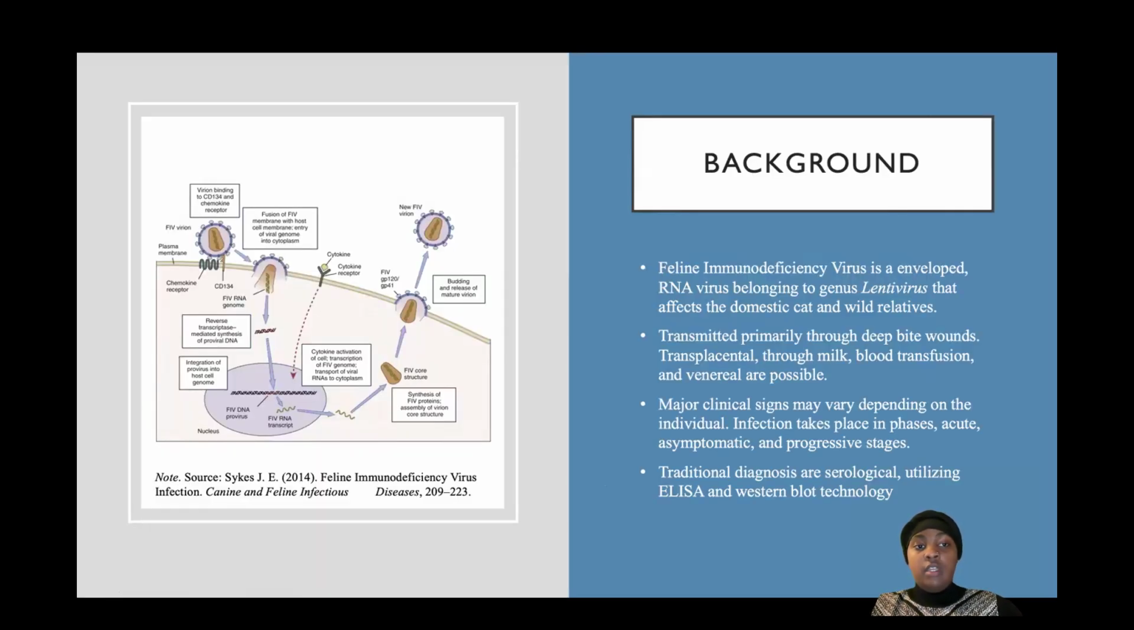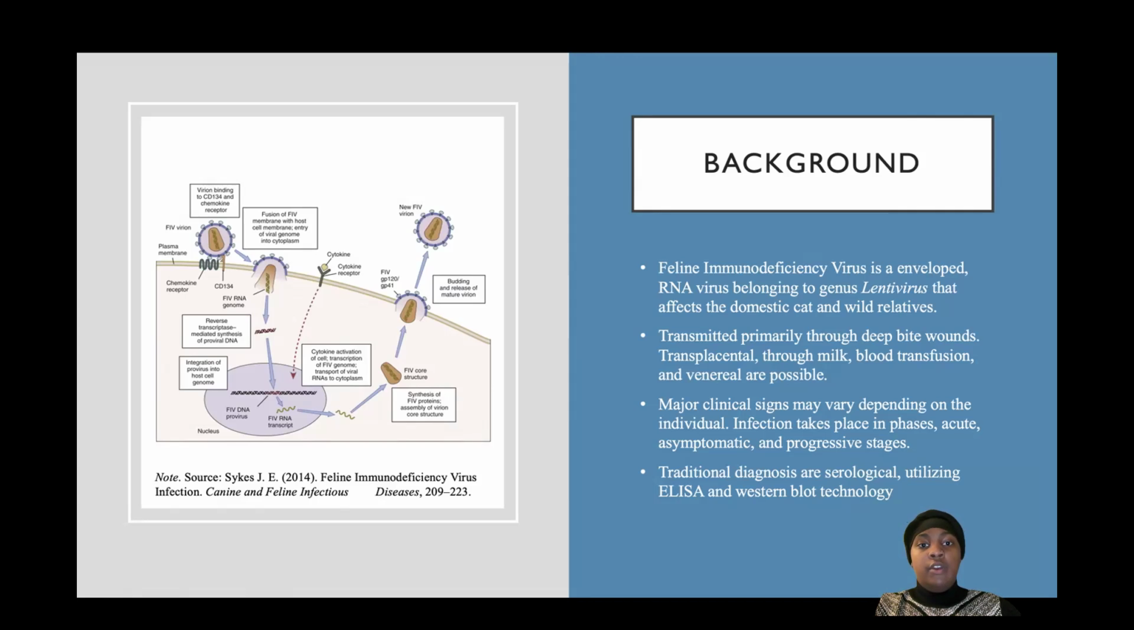So what is FIV? FIV is an RNA enveloped virus belonging to the genus lentivirus. It affects the domestic cat and its wild relatives. Like other retroviruses, it is a three-layered structure composed of an innermost genome nucleocapsid complex with helical symmetry, an icosahedral capsid, and an envelope with glycoprotein spikes. When the virus finds a cell, receptors help it bind to and fuse with the membrane of the host cell and bring it into the cytoplasm, where copies of the viral genome are made.